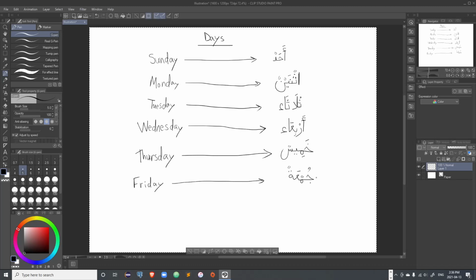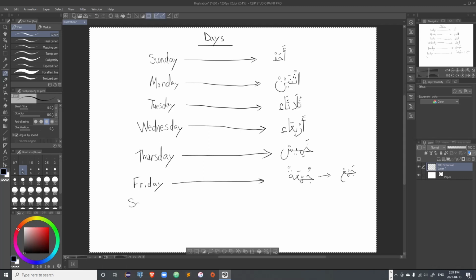The reason it is called Jum'ah, as we said in the previous lecture, is because Jum'ah is derived from Jam'a, which means gathering. That is when all creation gathered to worship God. This is why we have our sermon on Friday, or the Friday prayer. We gather to worship God.